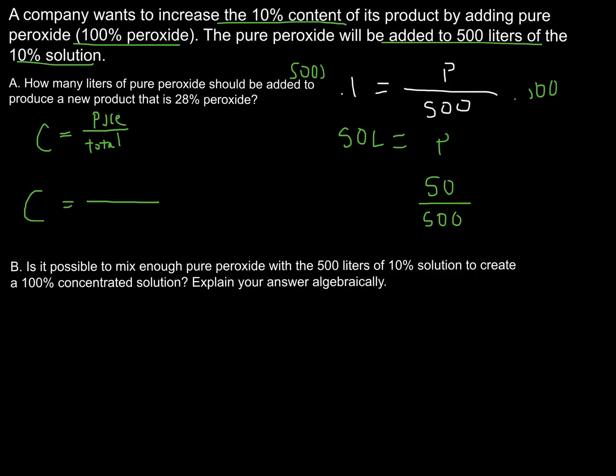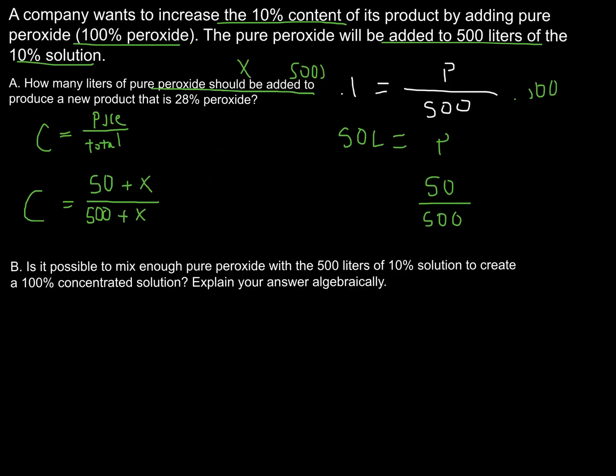But I'm not going to keep it like this, right? I'm going to be adding some pure amount of peroxide. And this amount that I'm adding here is what I'm trying to solve for, and we're going to call that X. Okay? So the pure content that I have is going to be the 50 that I started with, plus the amount I'm adding. The total amount that I have is going to be the 500 that I started with, plus any amount that I add.